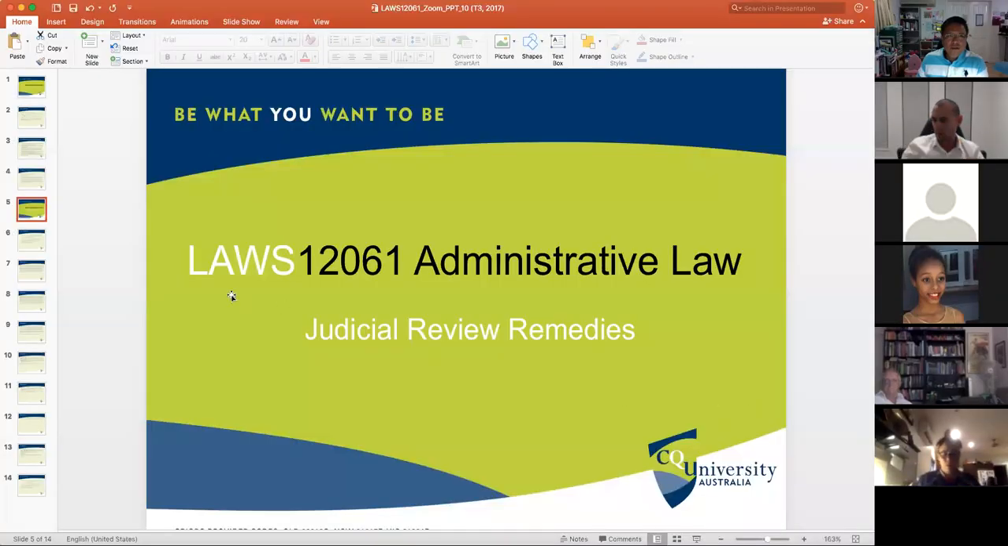So tonight, we will talk about judicial review remedies. So in previous weeks, we had covered issues about the legal standing of the applicant, whether the applicant had locus standi. We talked about grounds for judicial review. So we talked about the grounds in terms of the exercise of discretion, in terms of Wednesbury reasonableness. We talked about whether or not there was evidence or not, and so on. So we've discussed that.